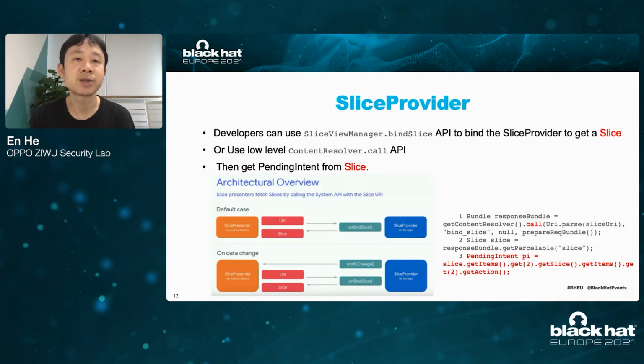Developers can use the SliceViewManager bindSlice API to bind the slice provider and get a slice, or use the low-level ContentResolver call API, then get the pending intent from the slice. Here is an example of using the ContentResolver call method to bind a slice provider and get a slice, then get the pending intent in the slice.